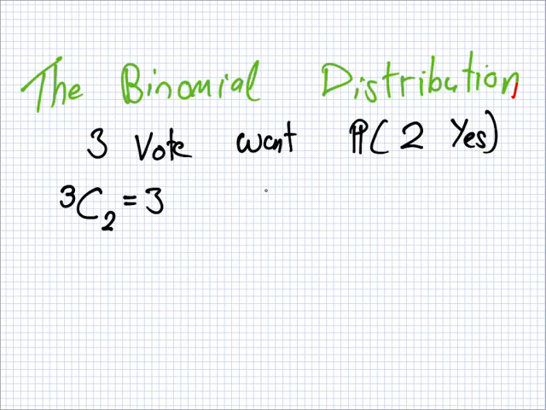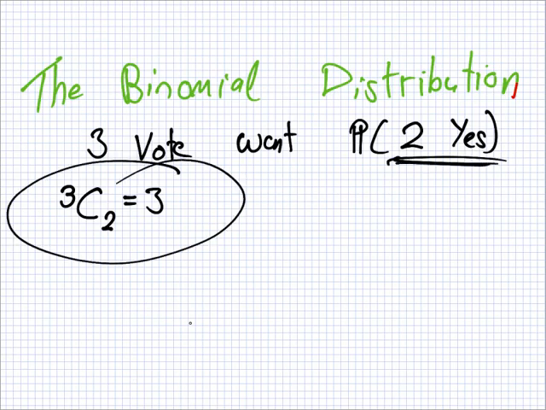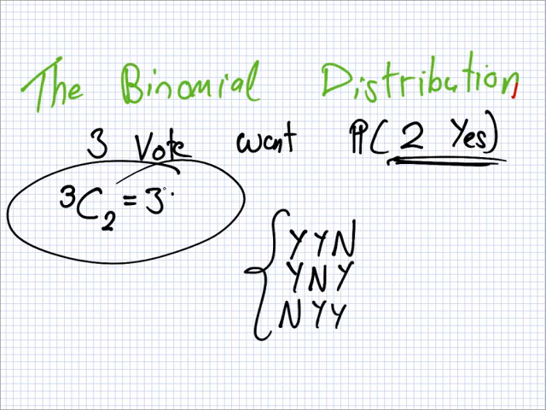Right, so here we want 2 yeses. So there's 3 ways to do that. You could have yes, yes, no; yes, no, yes; no, yes, yes. So these are the 3 ways you can get this. Thank goodness. So there are 3 ways to get 2 yeses.